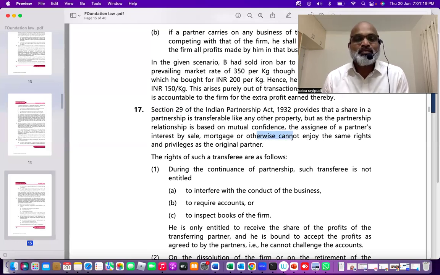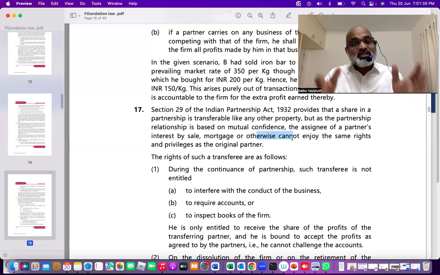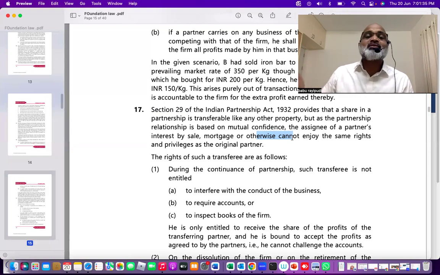That means since it's a partnership, it came into existence through agreement. Since the outsider has never been a party to the agreement, the assignee to whom the rights are given may not have the same privileges and rights. The reason is very simple: he is not a part of the agreement.